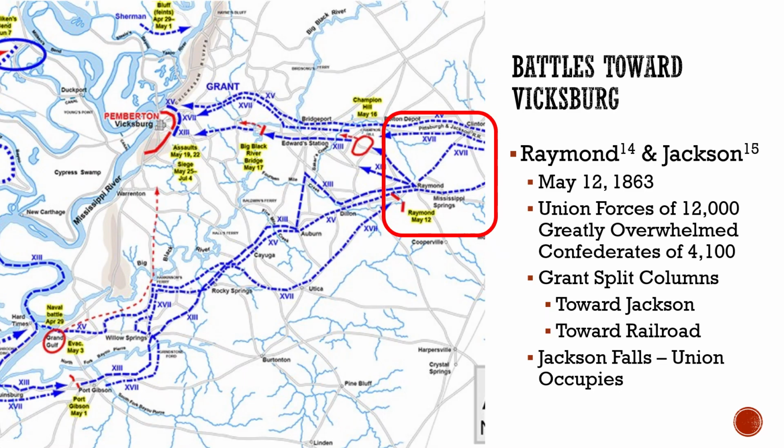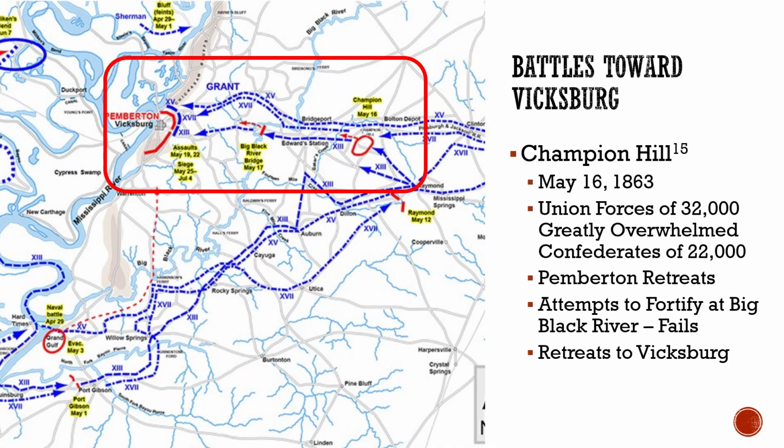At Raymond and Jackson on May 12th, 1863, the Union forces again greatly outnumbered the Confederates, 12,000 to 4,100. At this point, Grant splits columns. Some of them go to Jackson, the others go towards the railroad. Jackson falls very quickly.